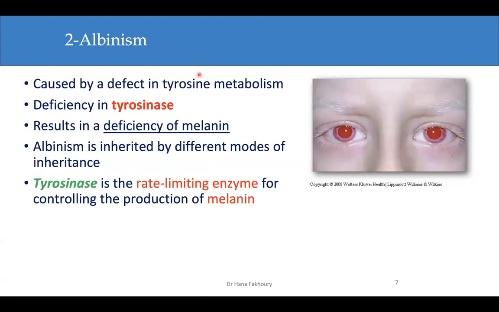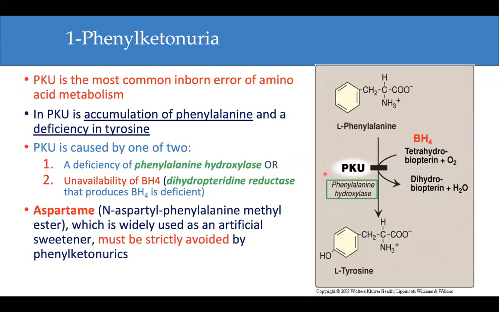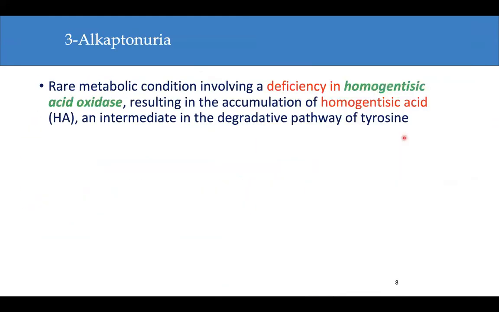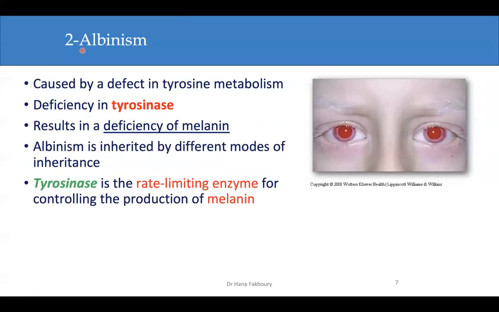So albinism is also caused by a deficiency of tyrosine, but this time it's caused by a different process. Earlier in phenylketonuria, the deficiency was in either phenylalanine hydroxylase or in dihydropteridine reductase, which is what was producing BH4. Now in this case, we have a deficiency in tyrosinase. Tyrosinase is the rate limiting step of the conversion from tyrosine to melanin.